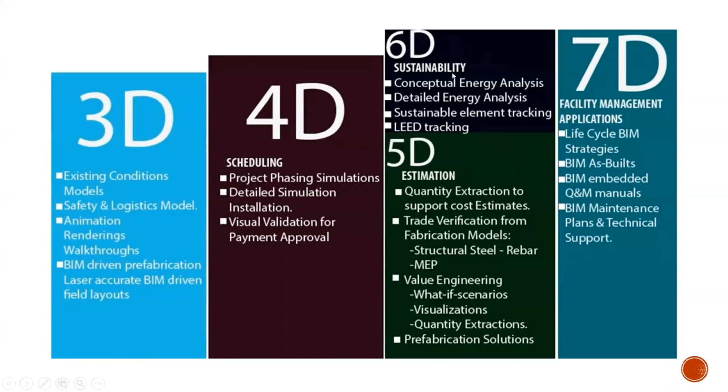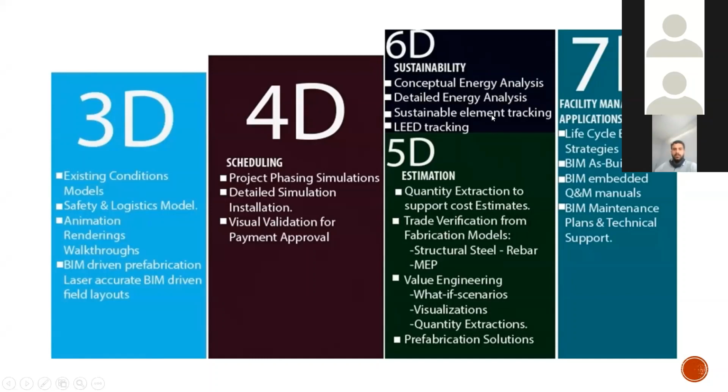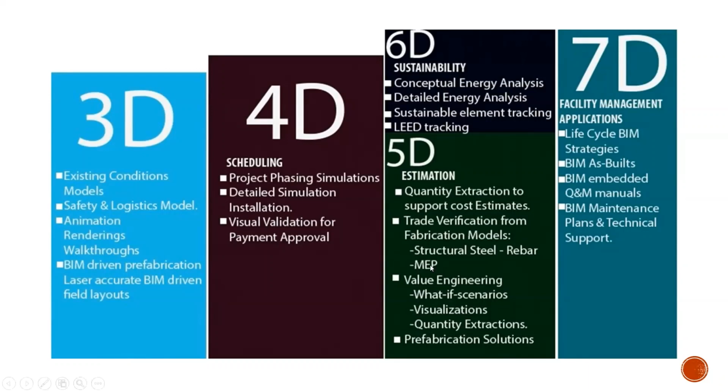You can see 6D means sustainability. At a conceptual level also, we will be performing energy analysis. And for the detailed energy analysis, we will be pushing the model to some BIM platform, and I'll be showing you an example of Autodesk Revit, how we can do that. And also LEED tracking, LEED certification will be there. You know that the certification is mandatory, and before that we need to check the energy efficiency. And here in the BIM workflow, we will have that platform to check the energy efficiency also. Okay, so these are some of the dimensions associated with a BIM workflow.